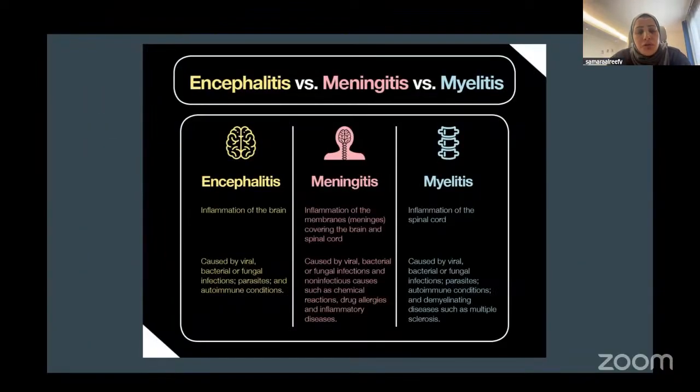So in overview, encephalitis versus meningitis versus myelitis. As we mentioned, encephalitis is inflammation of the brain parenchyma, and it is most commonly caused by viral pathogens, but can be caused by other pathogens such as bacteria, fungi, or parasites. Meningitis is inflammation of the meninges or the brain covering and the spinal cord, while myelitis is inflammation specific to the spinal cord.